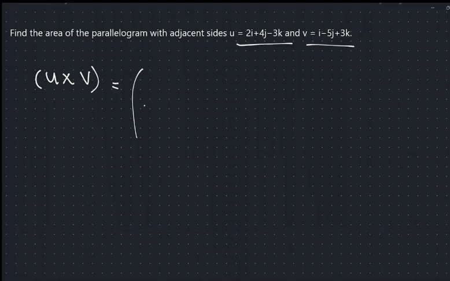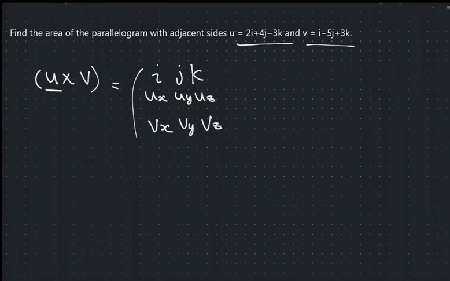We have to draw a matrix containing, first of all, i, j, and k, and then the first row will start with all the values regarding u. So we'll have ux, uy, and then uz, and then for the third row we will have vx, vy, and vz. Using this information, we can find the area of this parallelogram. So let's do it.